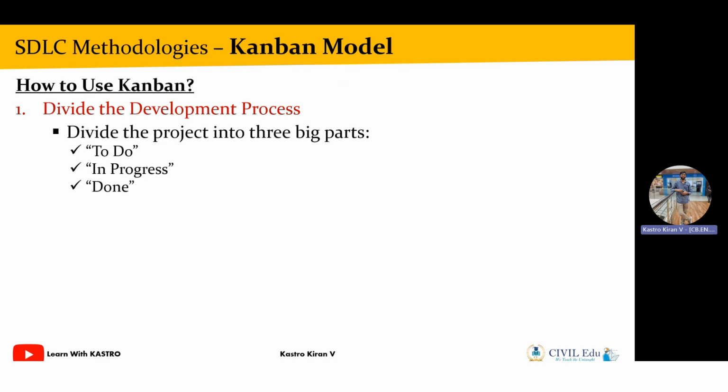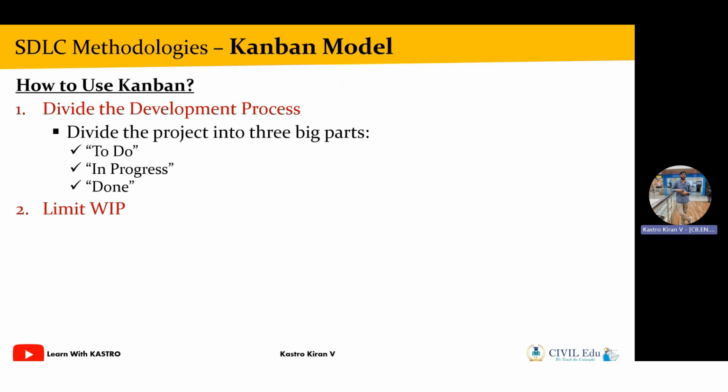So this helps all the team members to identify the current status of the project, what tasks we need to do, and what tasks have been completed so far. So this gives a visual picture of the progress of the project. That's the first step of how to use the Kanban. And the second step is limiting the work in progress.